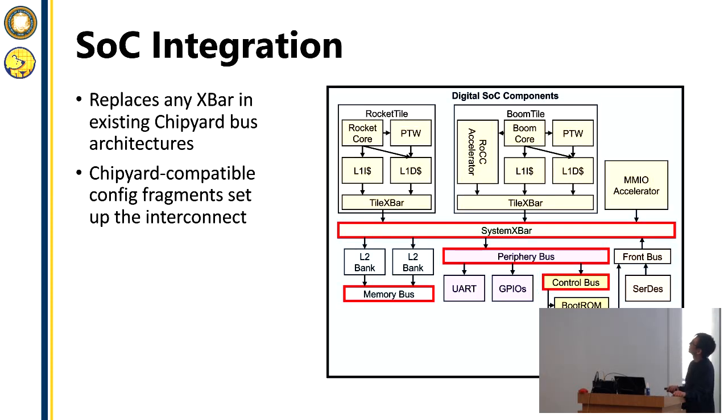OK, yeah. So for SoC integration, you can see the standard Chipyard block diagram. Any of the blocks highlighted here, which are normally just TileLink crossbars, we can drop in a Constellation NoC.